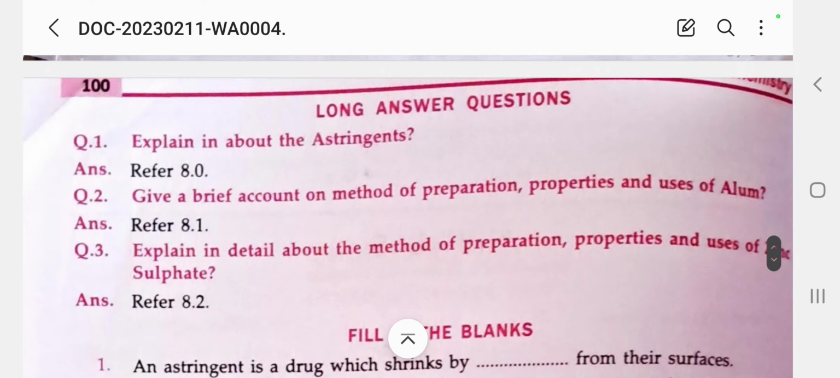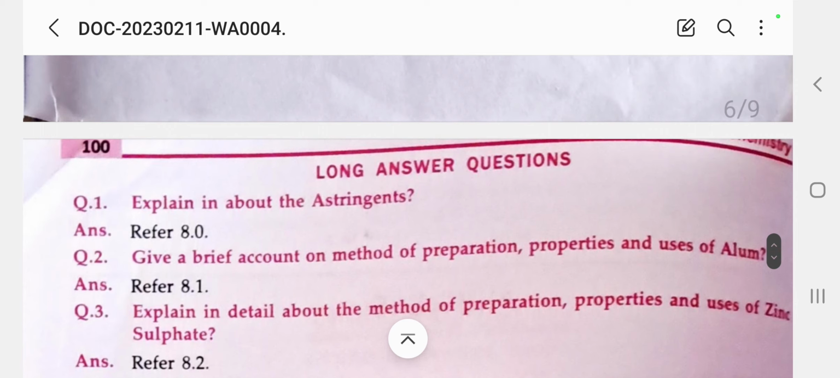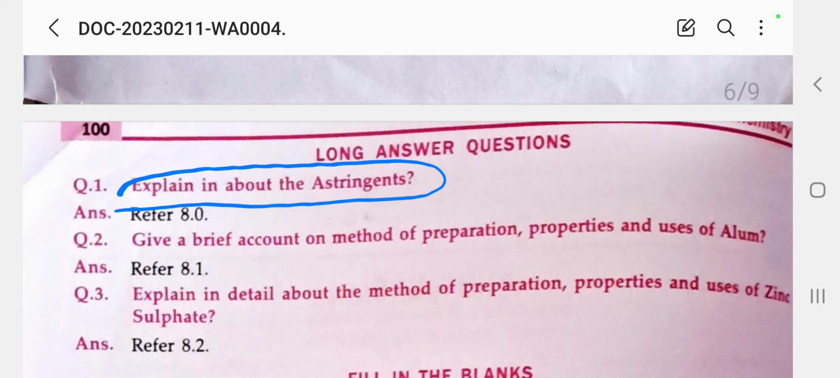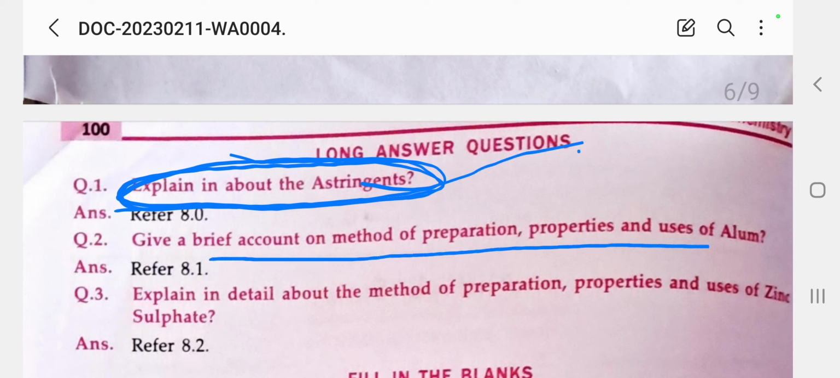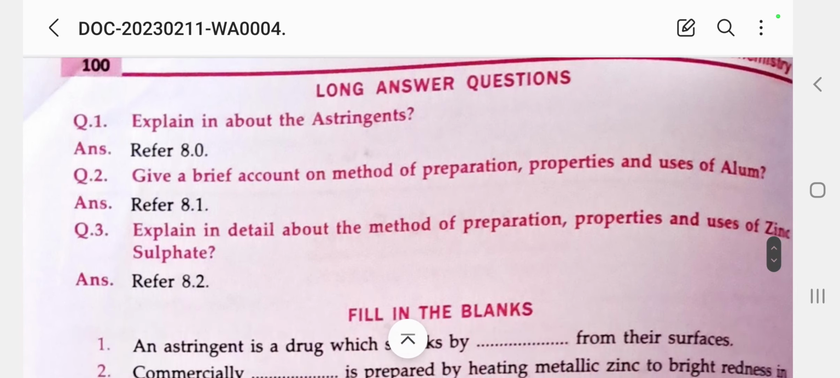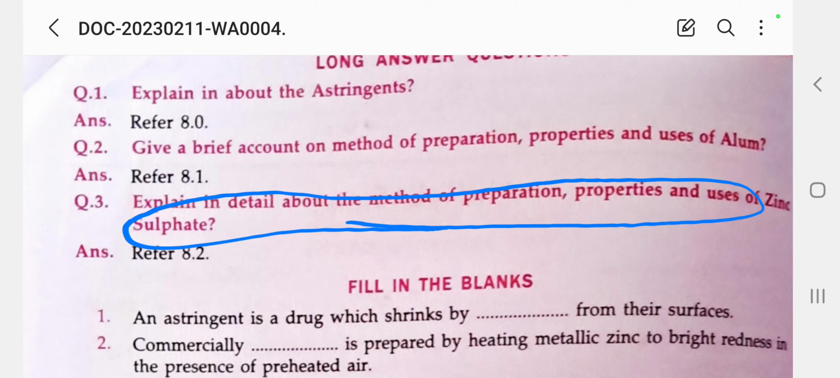Next, we'll see the long answer questions. The question format is: explain in brief about astringents. We know what astringents are and we may give official examples. Next, a brief account of the method of preparation and uses of alum, which we also discussed in the last session. Go through part 2 of the astringent topic, and explain in detail the method of preparation, properties and uses of zinc sulfate.